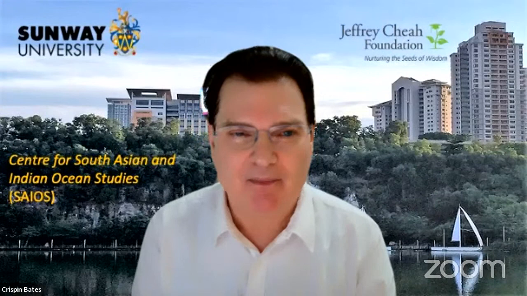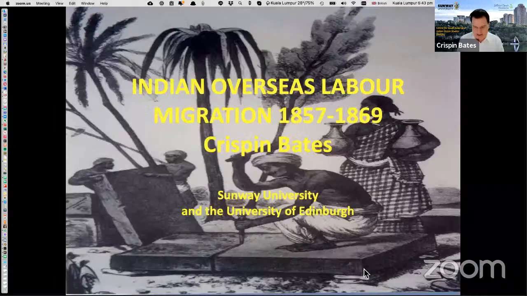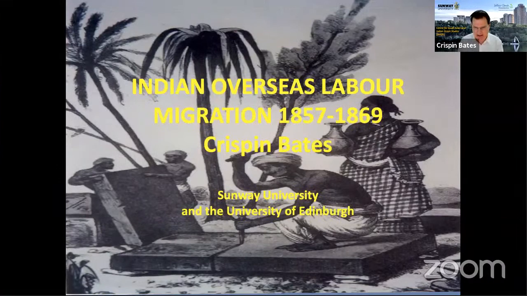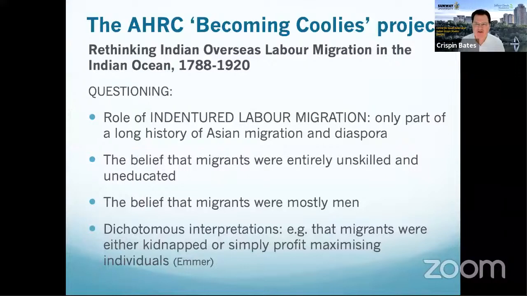Okay, now if I can share my screen. So the title of the paper is Indian Overseas Labor Migration 1857 to 1869. And as stated, this comes out of the Becoming Coolies project, which had various priorities. The first priority of the project was to question the place of indentured labor migration in the long history of Indian migration and diaspora, arguing that it was actually part of a long continuum of migration which went on before the 19th century and has continued right up until the present day.